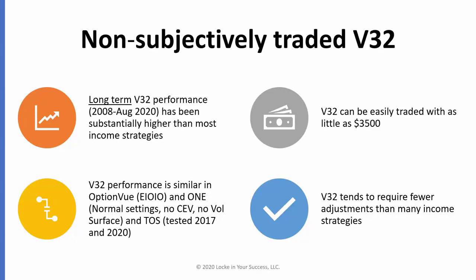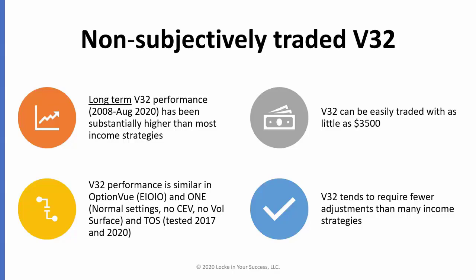As far as performance goes, our long-term performance on the V32, and I'm talking 2008 to August 2020, has been substantially higher than most income strategies, and that's even most of our own income strategies. Our highest performing strategy over that whole period is going to be the rock trading strategy. Our second highest performing over that whole period is going to be the V32. The performance of this strategy is going to be similar, whether you trade it in option view, in O&E, or you just simply monitor it with Thinkorswim.